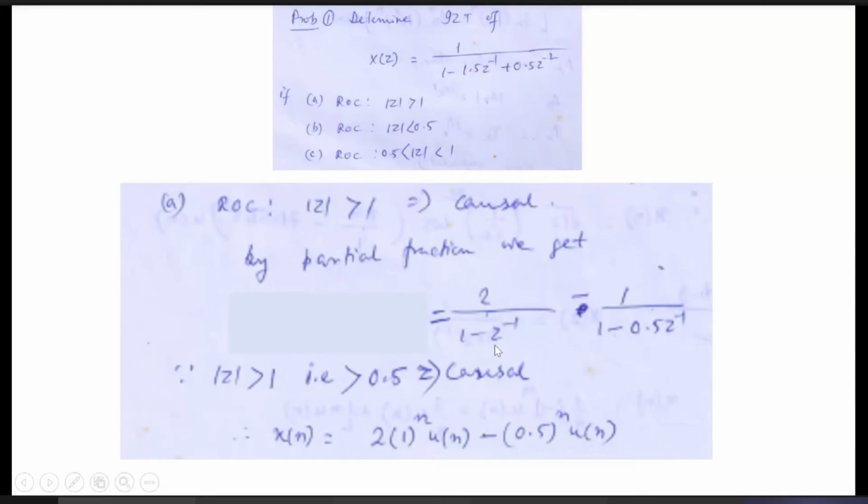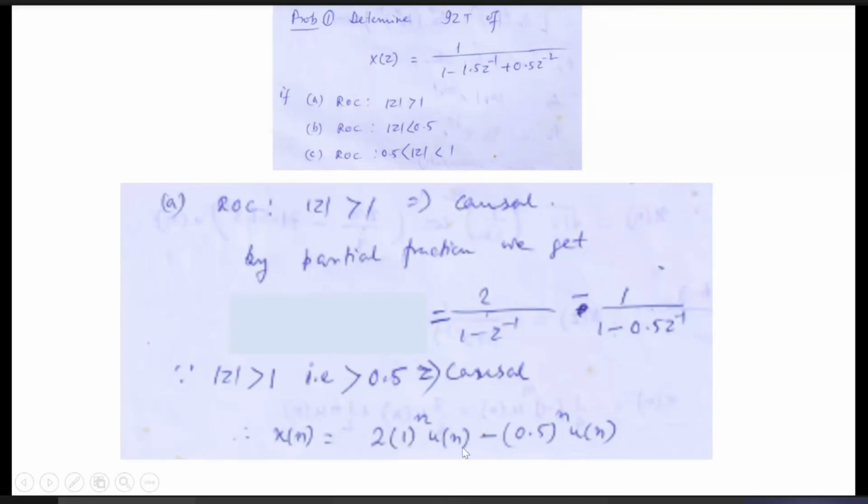So here compare these terms with this. So a is how much now? 1 by 1 minus a z inverse. a is the term multiplied with z inverse. So a is how much here? 1, sir. 1. That's why 1 to the power n. Since a to the power n u[n], that's why 1 to the power n u[n] would be there.